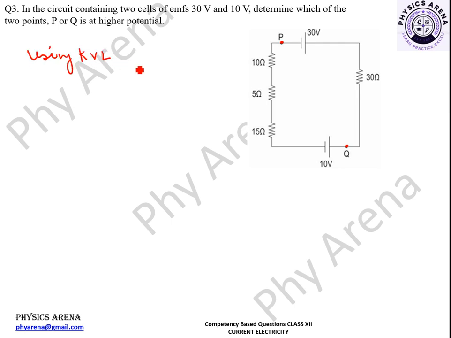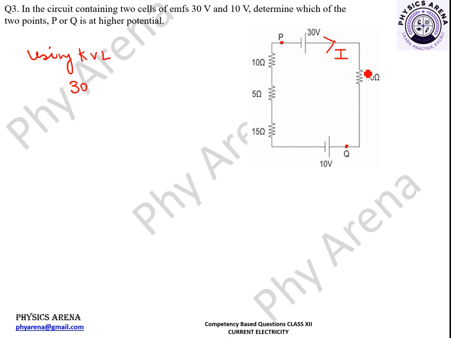Using Kirchhoff's voltage law, we can find out the current flowing in the circuit, and let's take the direction of the current as this, that is from P to Q. So let's try to find it out. We are entering the negative terminal of the battery, and hence this voltage drop will be positive. So it will be 30.